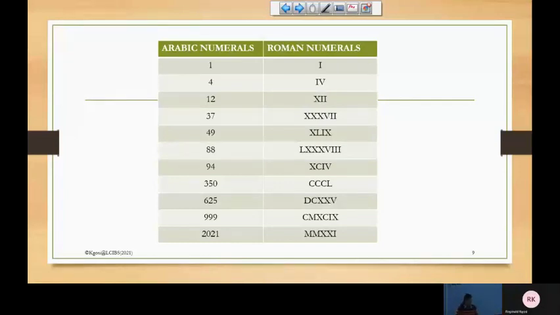We continue using that same logic into our hundreds, 50 there being L, 100 being C, 1,000 being M, and what else are we missing there? 500 being D. Okay.